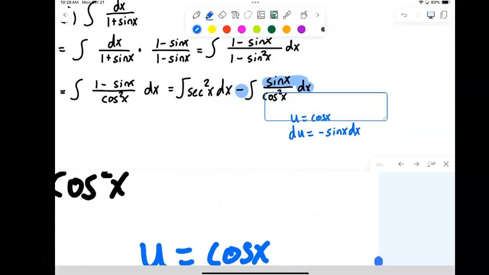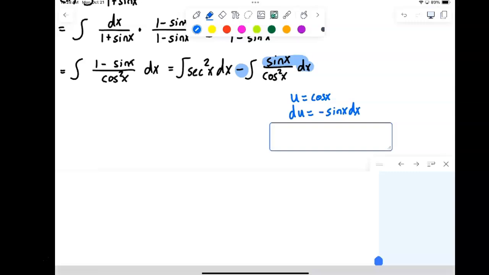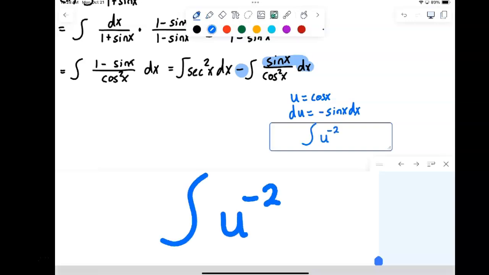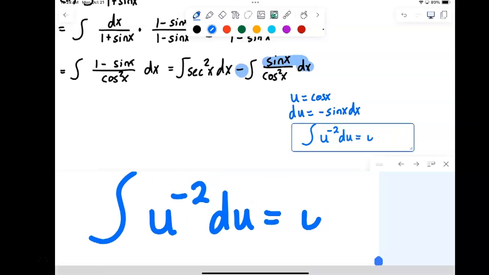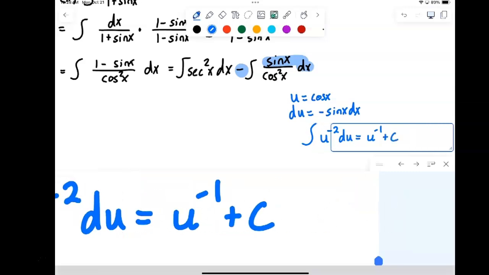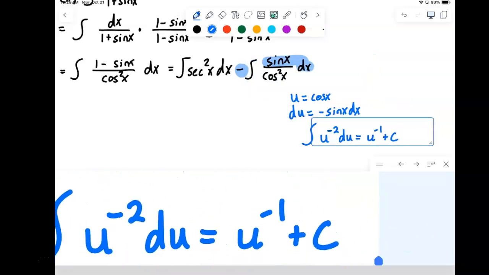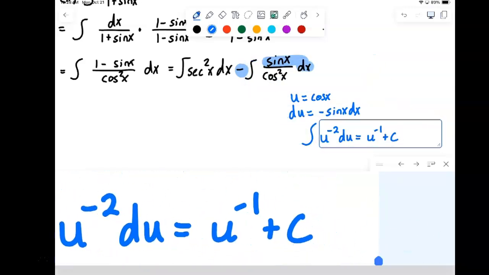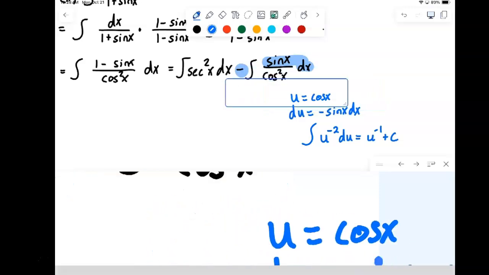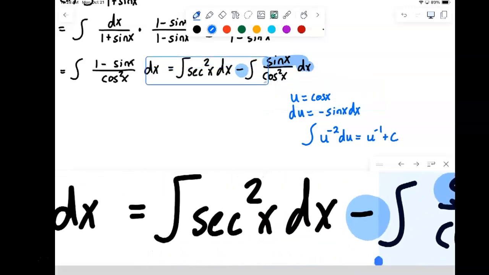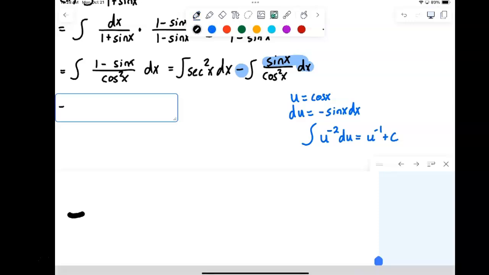So everything's perfect to just carry through the substitution, which would transform our integral into an integral of 1 over u squared, or u to the minus 2 du, which would make that u to the minus 1 plus a constant. So that one we're now ready to carry through, because u to the minus 1 would just be 1 over u, or in this case 1 over cosine. So now we can go back and work out the whole integral. The integral of secant squared is one that we recognize, that's just tangent.